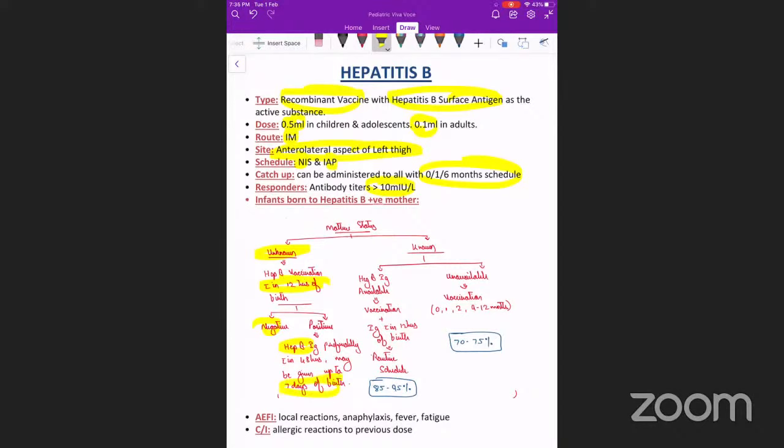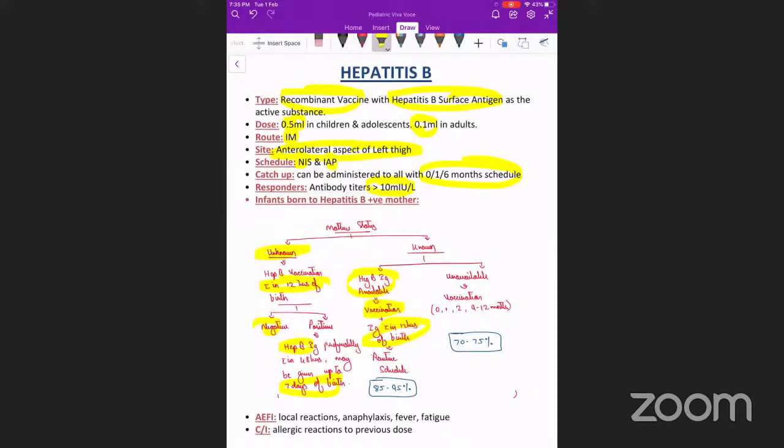But if it's not available, then up to 7 days of birth, we can give. Okay. Next, if the mother's status is known, if she is going for an elective cesarean section and they have done the serology and we get to know that the mother is hepatitis B positive, in that case, what do we do? If hepatitis B immunoglobulin is available, we give vaccination along with immunoglobulin within 12 hours of birth. It gives 85 to 95% prevention.